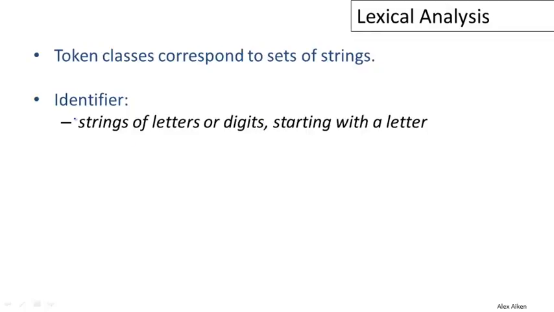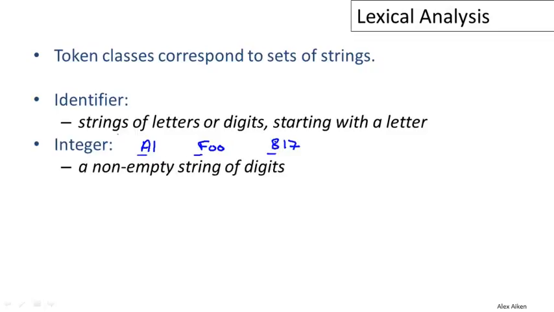So for example, the token class of identifiers in most programming languages might be strings of letters or digits starting with a letter. So for example, a variable name or an identifier could be something like A1, or it could be foo, or it could be B17. All of those would be valid identifiers. And often there'll be additional characters that are allowed in identifiers, but that's the basic idea. Very, very often, the main restriction on identifiers is that they have to start with a letter.